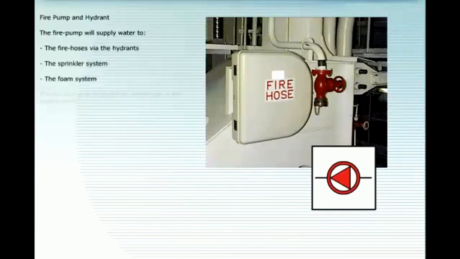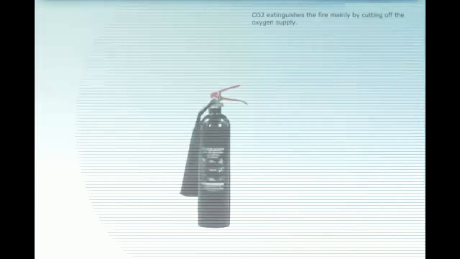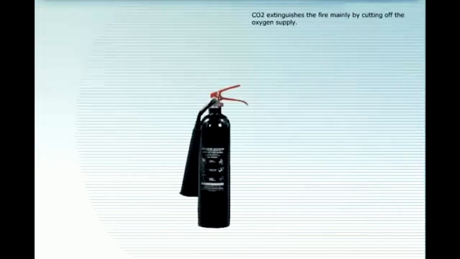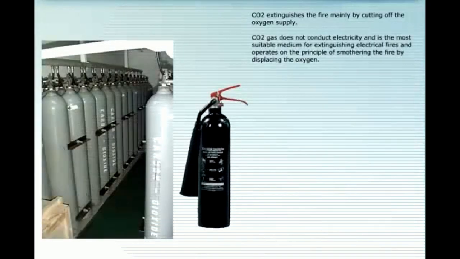CO2 extinguishes the fire mainly by cutting off the oxygen supply. CO2 gas does not conduct electricity and is the most suitable medium for extinguishing electrical fires and operates on the principle of smothering the fire by displacing the oxygen. CO2 is available through a fixed installation system and portable extinguishers. Click on the buttons for more information.